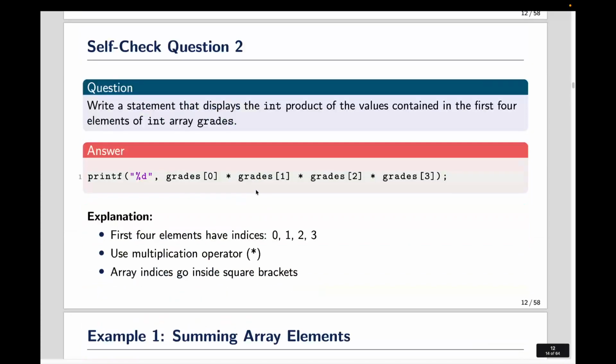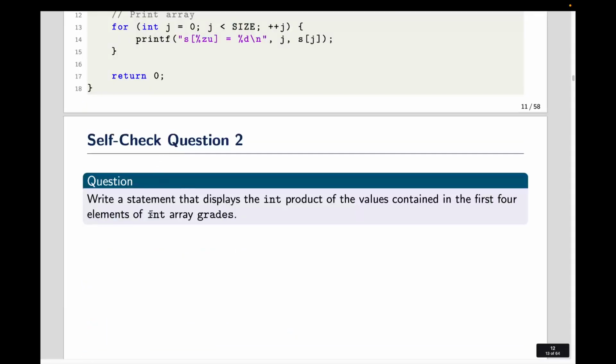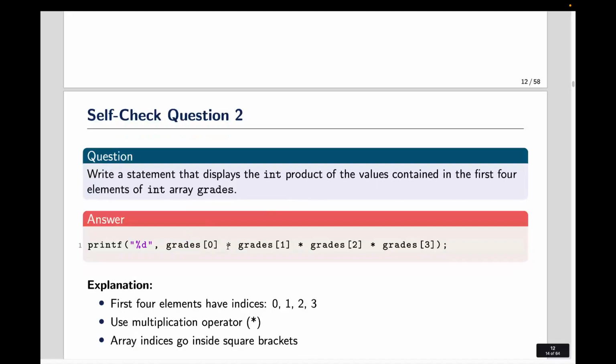Again, another question, I guess they have already given the answer. I guess I don't need to ask you. It's very simple. So you have written a statement. You have to have grade 0 multiplied by grade 1 into grade 2, because all 4 are integers. So you have an int array, and you just need to multiply, multiply, multiply, because all are integers. And the decimal number is going to be displayed with a format specifier.